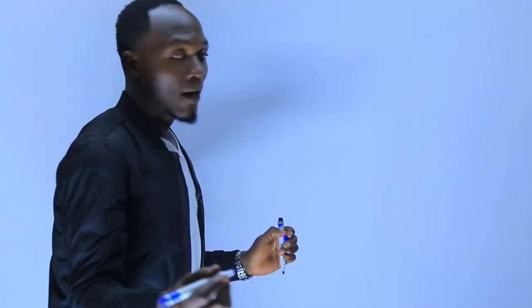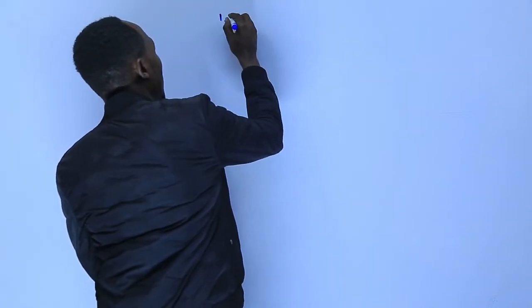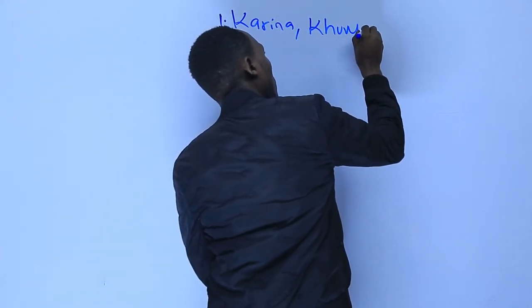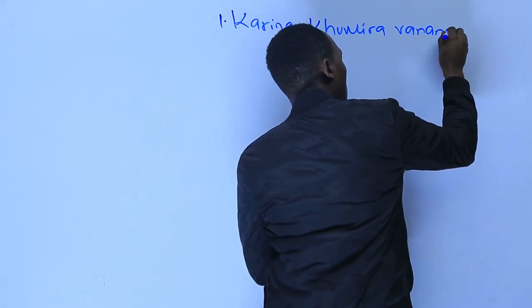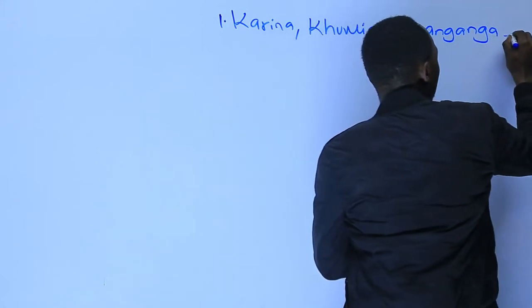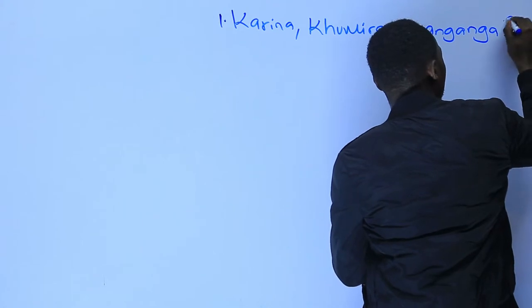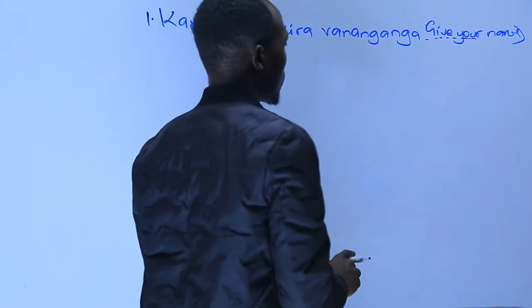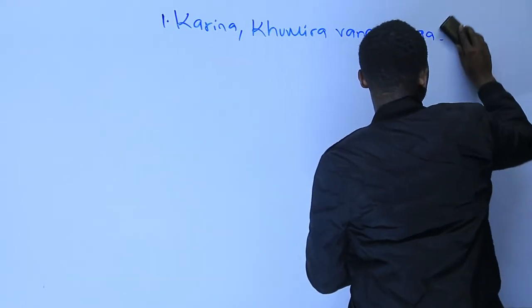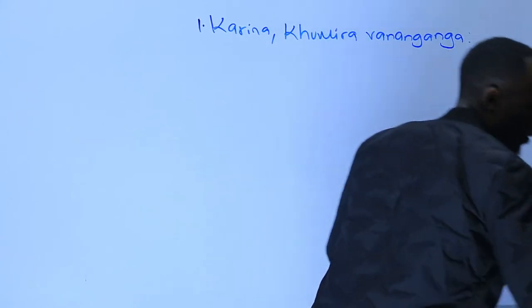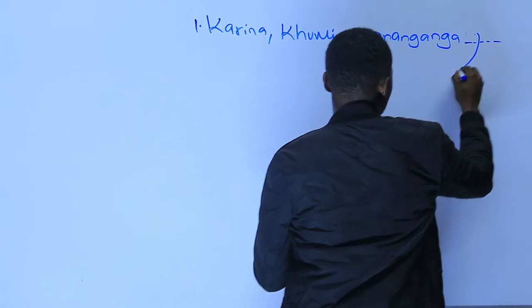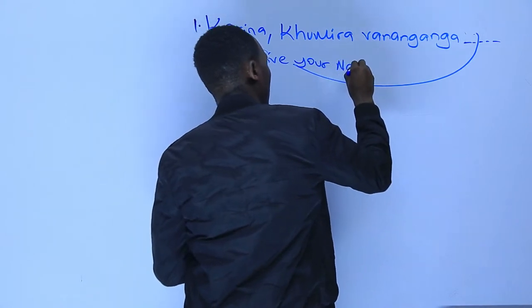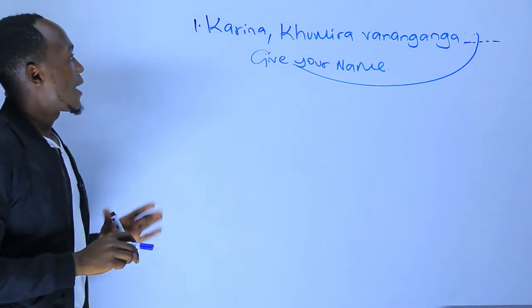in the first lesson we learned how to introduce yourself. So we said, Karina Humira Vananganga. So you replace it, you give your name. I think my frame is too big. So this is a continuation. I want to have the shortest frame possible. So you give your name here. Give your name, or you mention your name. There. So after you've introduced yourself, Karina Humira Vananganga Nikki.